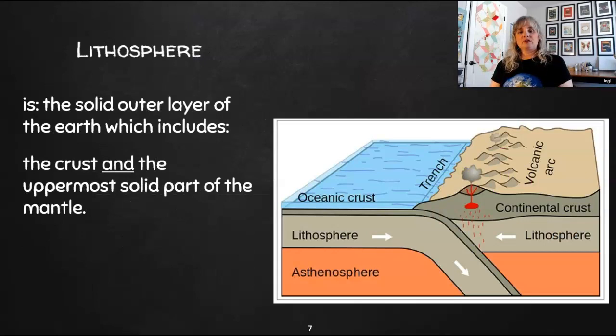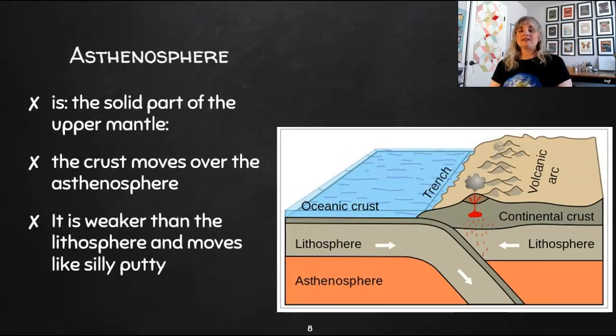The lithosphere is a vocabulary term that includes the crust and the very top part, the solid part of the mantle. So the lithosphere is what we call the very outer part of the Earth. It's got two different parts: the crust and the part of the mantle.